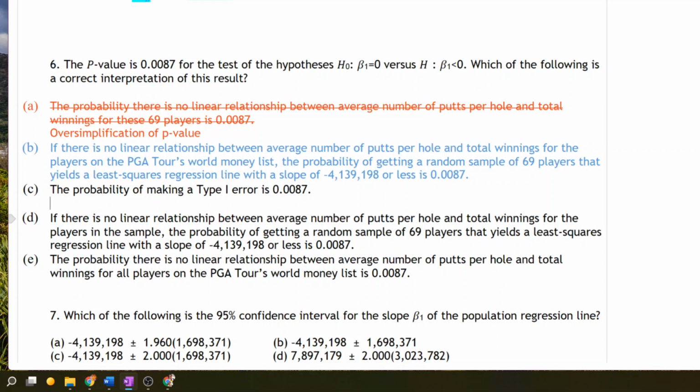Letter C, the probability of making a type 1 error is 0.0087. Nope. Letter C is conflating p-value and alpha. Alpha is the probability of making a type 1 error, not the p-value.